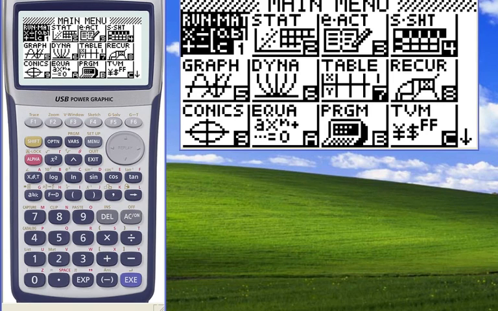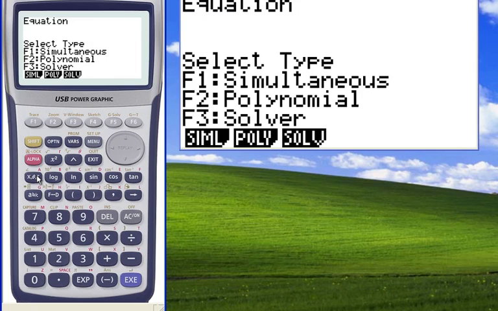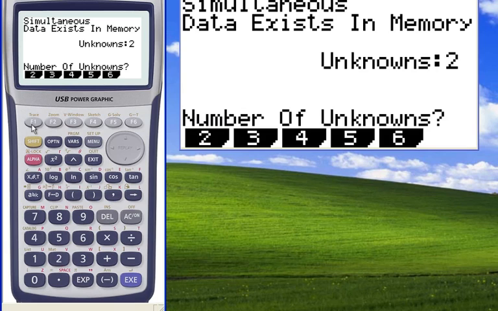We push the equations button. You can do this as well if you like. You push the equations button, which is on mine A. Where's the A? There. We get equations coming up on the screen. It says select type. F1 says simultaneous. That's what we want. Push F1.